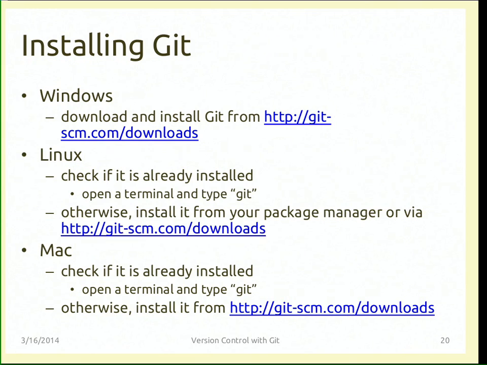Installing Git. On Windows, you have to go to that link and download Git from there. On Linux, you can check if it's already installed, maybe. Otherwise, you can install it from your package manager, apt-get or yast or whatever, or again via the official Git website. On Mac OS X, it's similar. Check if it's already installed. Otherwise, install from the website.